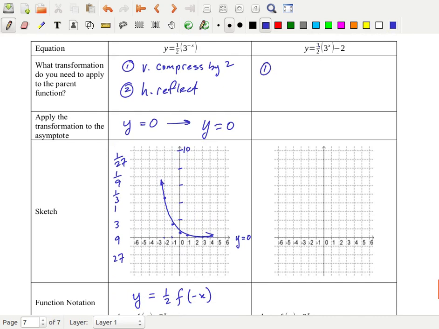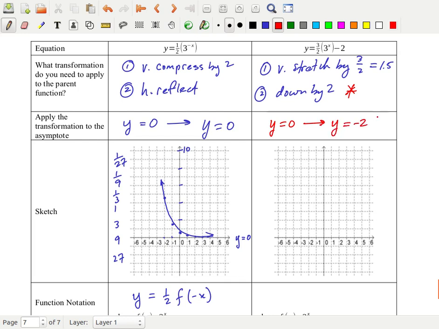Transformations here. The a value is 3/2. That is a vertical stretch, even though it's a fraction, by 3/2, which is the same as 1.5. Let's write that in a little bit more civilized manner. 1.5. This is a number bigger than 1. That's why it's a stretch. And then our second transformation is a shift down by 2. And that's important because of the effect on the horizontal asymptote, which is going to change from y equals 0 to y equals negative 2. So let's go ahead and put that on right away.